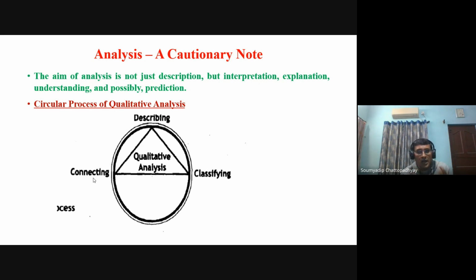That means what I am trying to argue in this particular slide is that when you are conducting any research analysis, your task should not only be to describe the data, but your task also involves classification of the data and connecting of the data. Now let me describe what is meant by describing, classifying, and connecting, because these three taken together complete, or facilitate, the comprehensiveness of the qualitative analysis.